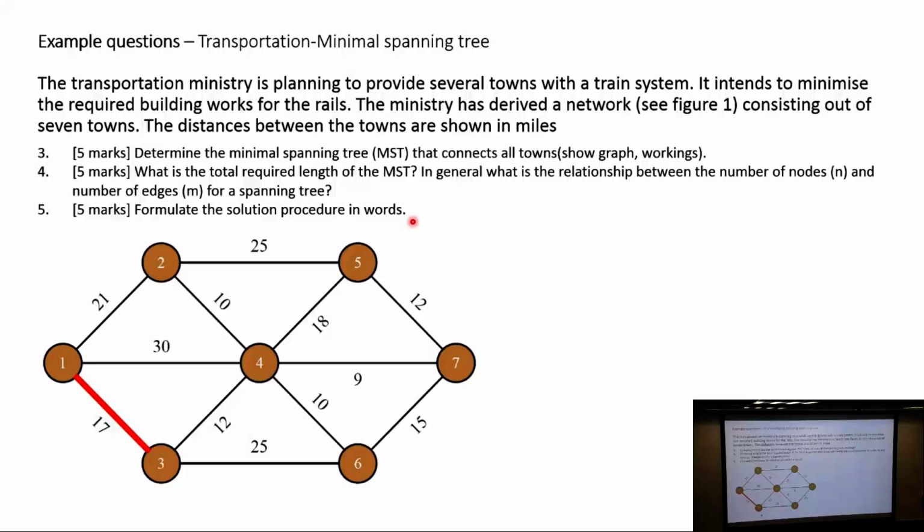When we have 2 nodes, 1 and 3, the next one we hope to find out is the shortest path connecting to either 1 or 3. So we have more options: 21, 30, 12, 25. Apparently we select this, the smallest. And then we have 1, 3, 4, 3 nodes.